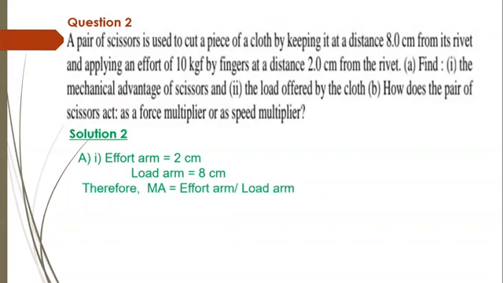Mechanical advantage, apply the formula: effort arm upon load arm, 2 by 8, is equal to 0.25. Then find out the load offered by the cloth. We know mechanical advantage is equal to load upon effort. Substitute the values. Load will be equal to 2.5 kgf.